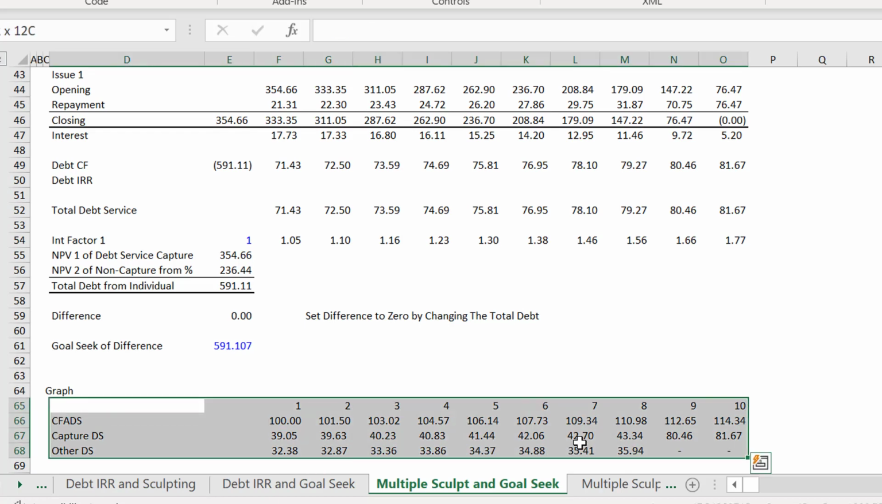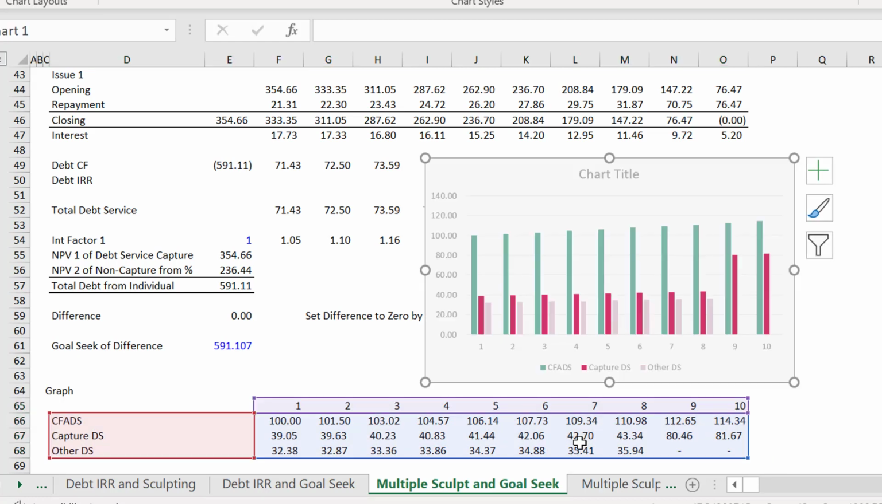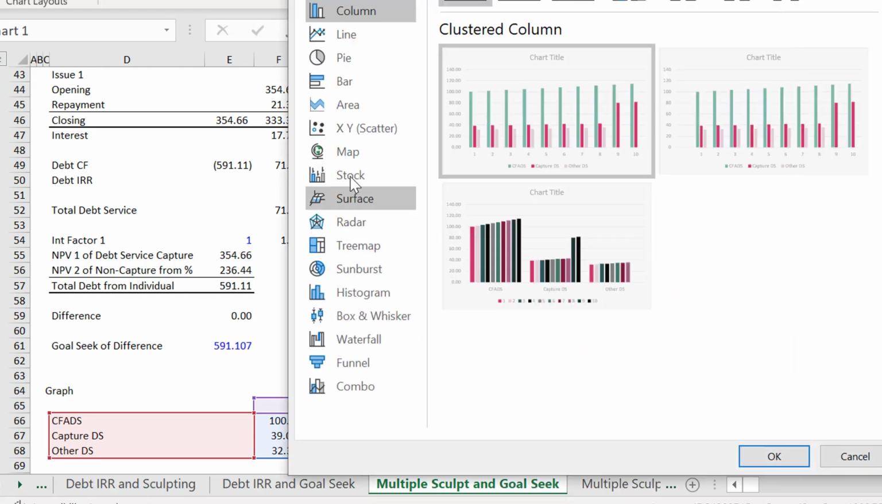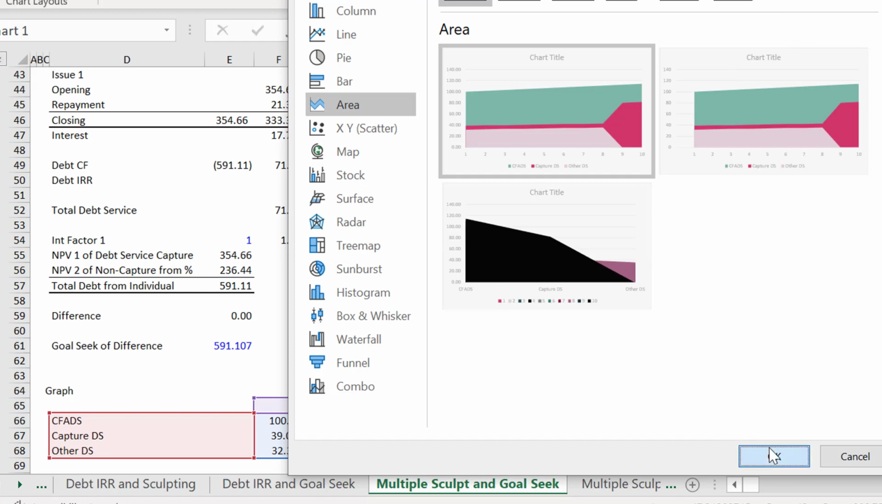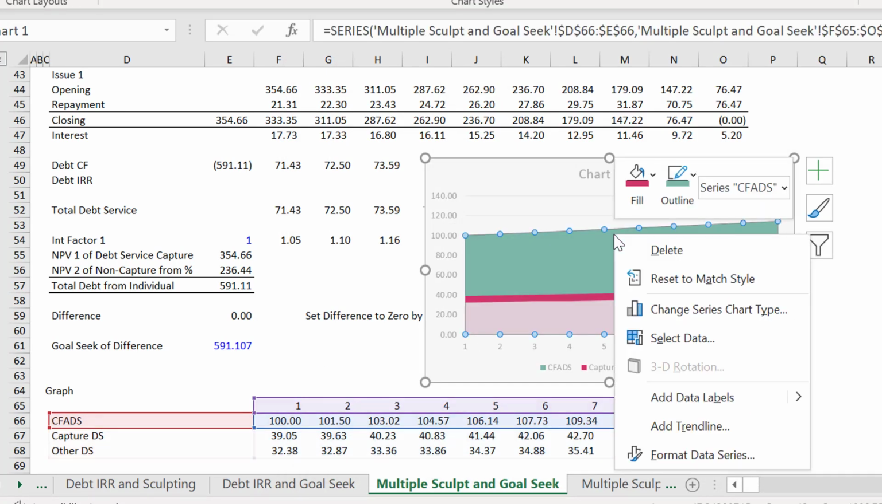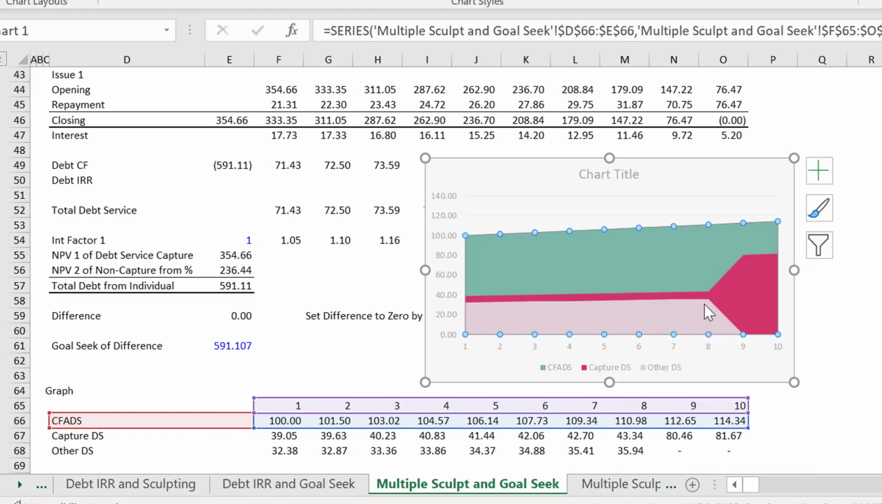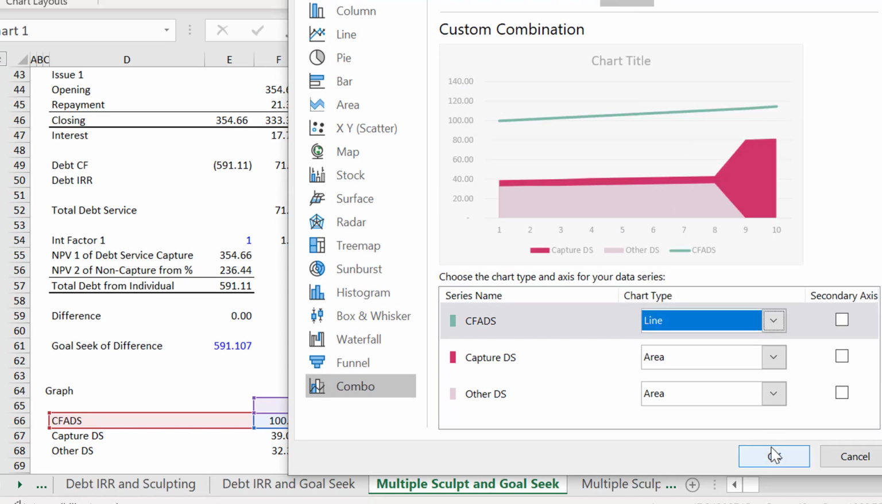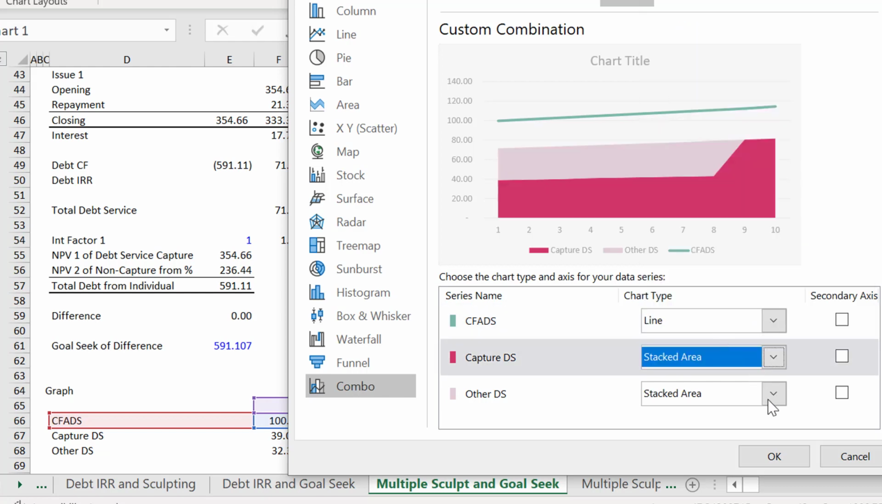And then when I make a graph, I try not to get too fancy. Control F1. Why does it? I don't know what I have in this file. Somebody made it all fancy. Let's change the chart type. Let's start by making it an area chart. It looks a little funky. And let's make sure that this top one, the CFADS, is just a line. And these ones better be a stacked area.